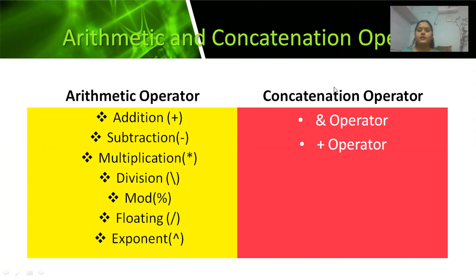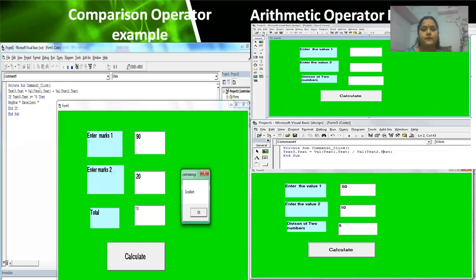The last type of operator is the concatenation operator. In Visual Basic, the concatenation operators are of two types. The first one is the AND operator and the second one is the plus operator. How we can use this concatenation operator, I will explain with an example.